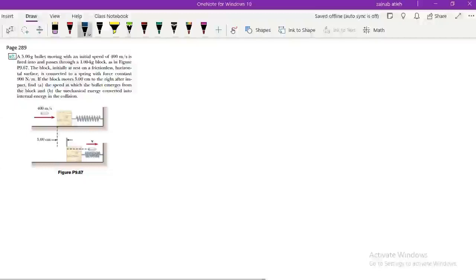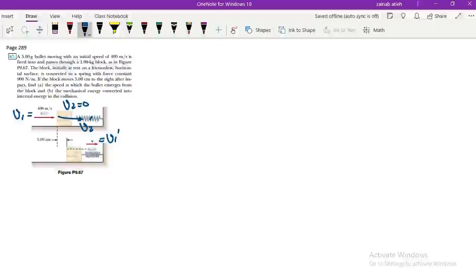Initially, the bullet had a speed of 400 meters per second. I will call it V1 equals 400 meters per second. The block was at rest, so V2 is equal to 0. After collision, the block will move with a velocity V2 prime, this is for the block, while the bullet will move with a speed, I will call it V1 prime, which is the speed of the bullet after collision or impact. Okay, I don't have the speed of the bullet after collision, I'm looking for it. So we are searching for the speed of the bullet after collision.